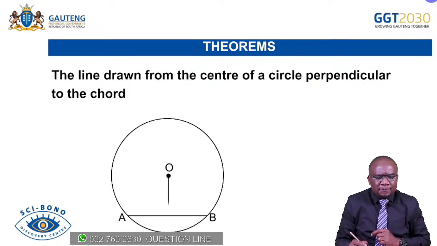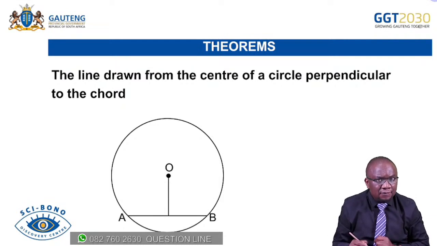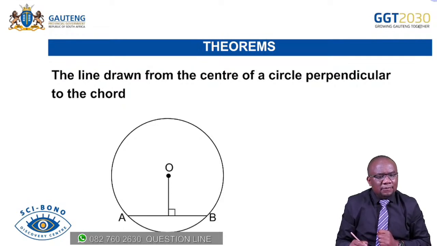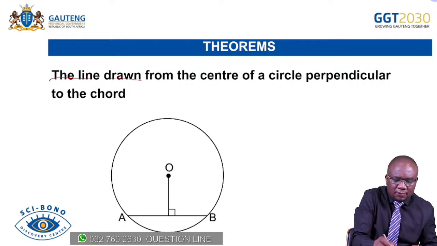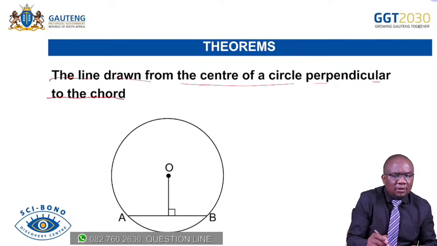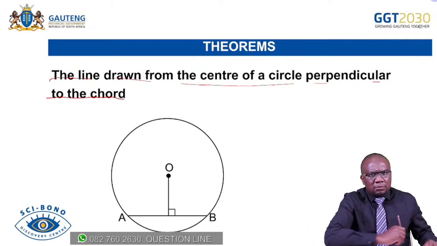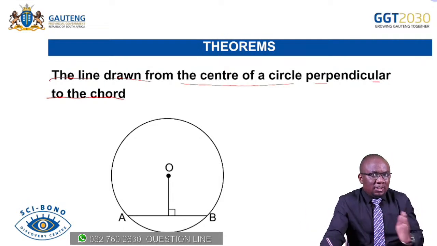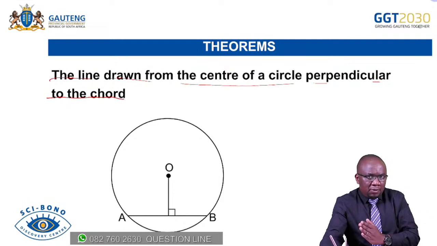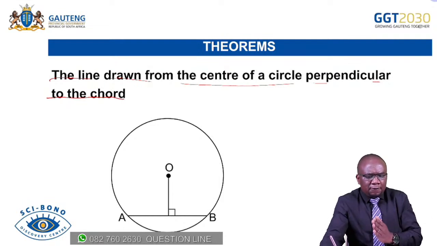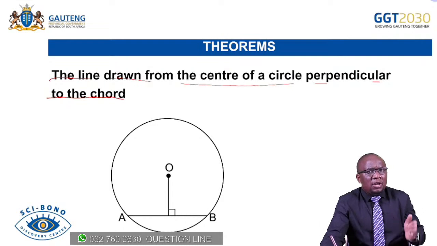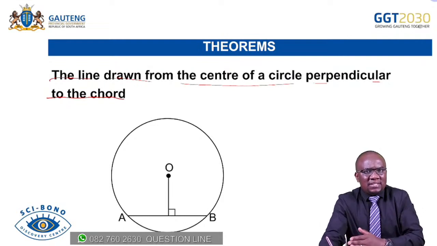A line, you see, the line is drawn from where? From the center, and then it is perpendicular to the chord. That's the condition up to here. A line drawn from the center perpendicular to the chord. What does it do? You have to try to break it into 2 parts. The line drawn from the center of a circle perpendicular to the chord, what does this line do?